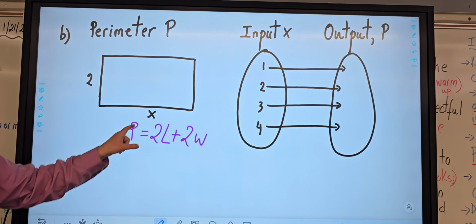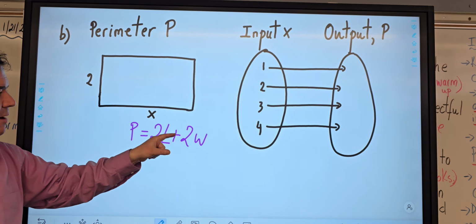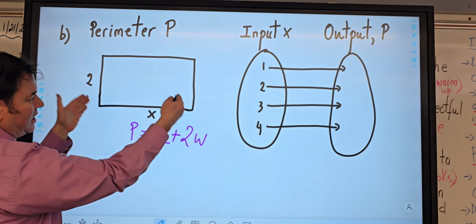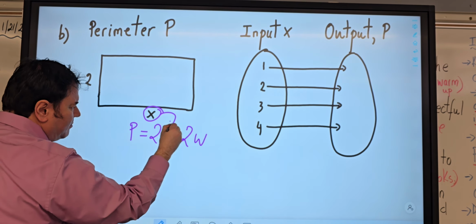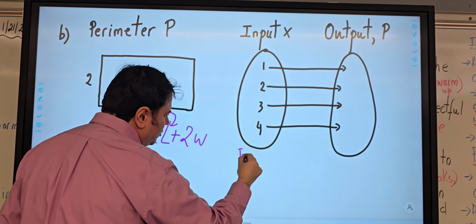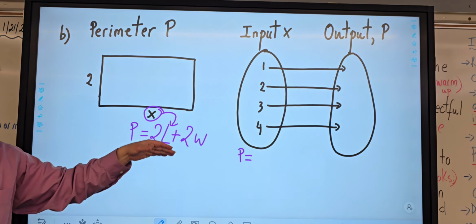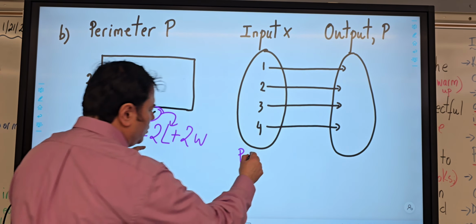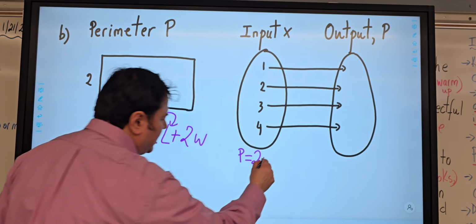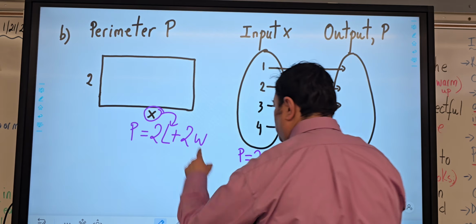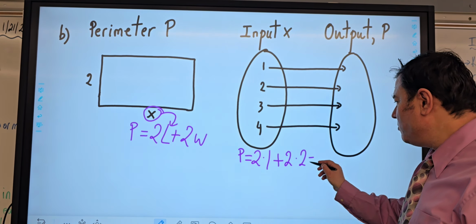And now we need to identify X, if X is either L or W. And of course, X is the longer side, which is the L, right? So our X is the L. And let's plug it in now. So the perimeter equals, we are going to plug in first 1 for X, and then 2 for X, and so forth, right? So we have 2 times, instead of L or the X, we are going to put 1. 2 times 1 plus 2 times W, which is 2.